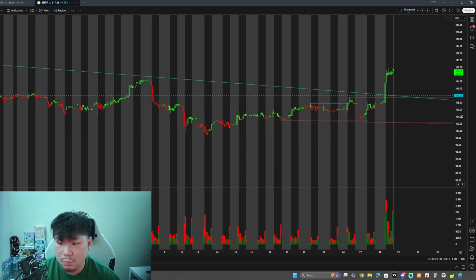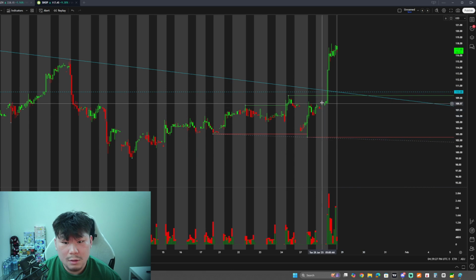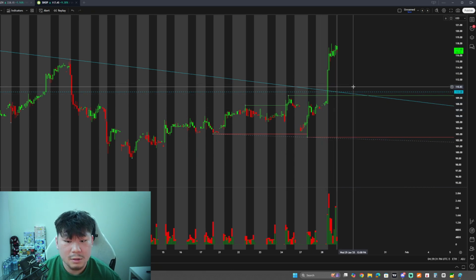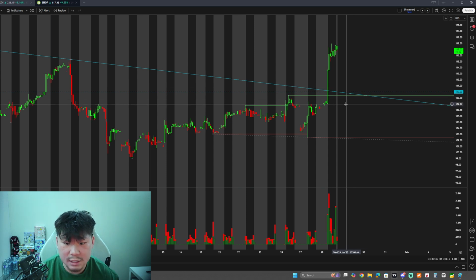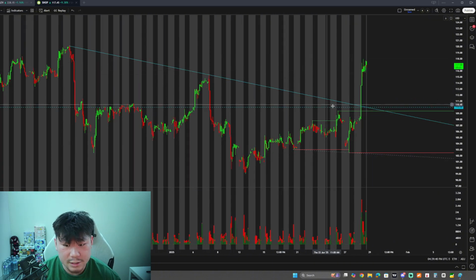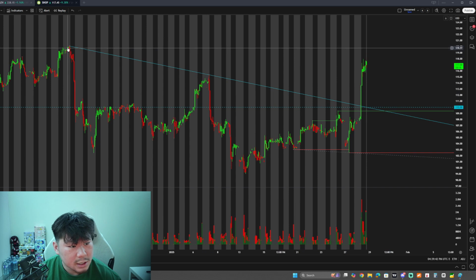So why do we like 110? The reason why we like 110 is because it's a key psychological whole level that big investors usually like to pay attention to, right? So this is in general a key level. And the reason why I would actually take this trade to the upside on Shopify is because we have this 4-hour trend line, and then it also aligns with a key level, right?